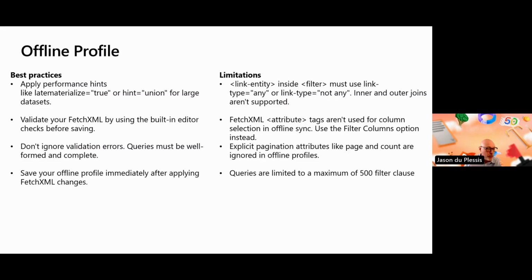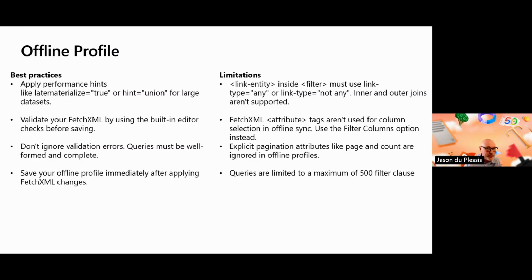We don't support in offline really any of the join types except for any or not any. Any means that if the parent has any child records, then the parent will appear. So you'll get a booking record, for example, if any of the child records that you've joined to exist, and not any is the reverse. If any of the child records exist, then the parent record will not be fetched.